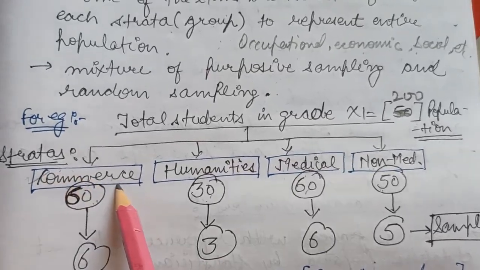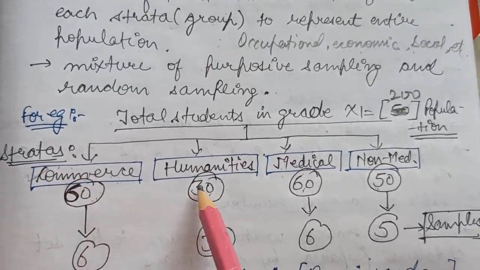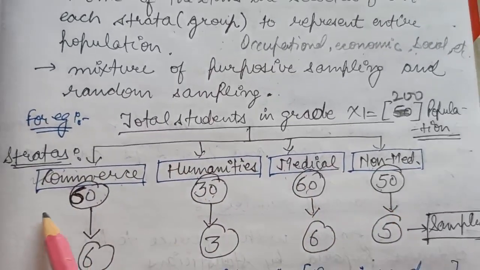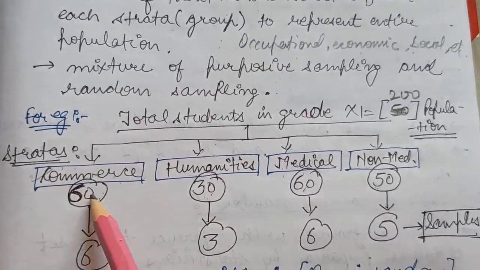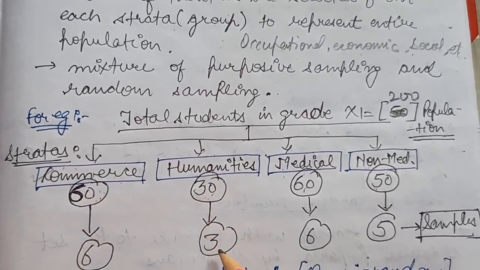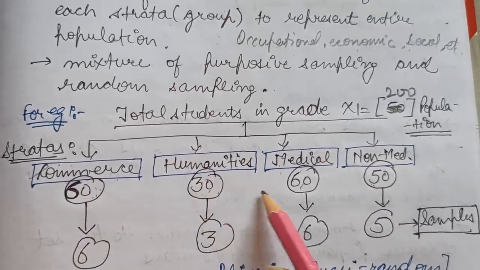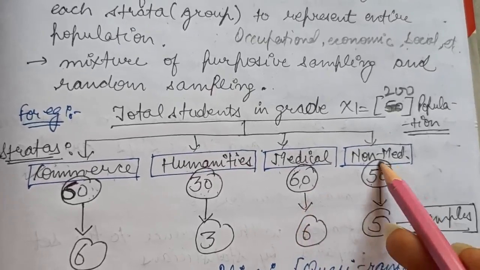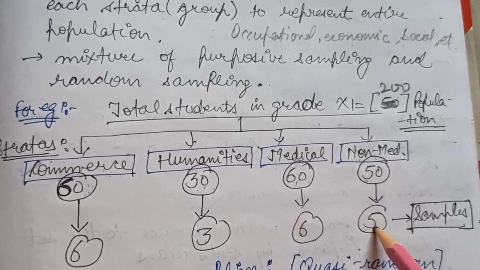Now after that, what we have to do is take out the samples from these strata for our study. So from commerce I will take 6 students out of 60, from humanities I will take 3 students out of 30, in medical I will take 6 students out of 60, and in non-medical I will take 5 students out of 50.